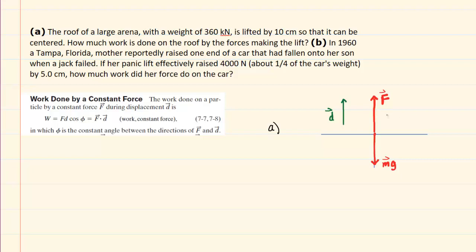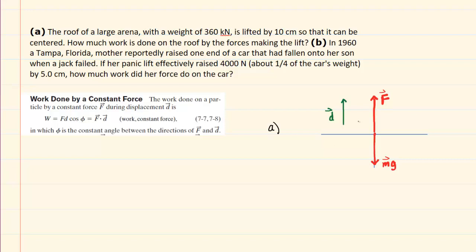In part A of this question, what we have done first is draw a free body diagram showing the two forces that are acting on this roof. Of course, we have the downward acting gravitational force, which we have labeled mg, and then the upward force that is actually lifting the roof upward by the 10 centimeters.